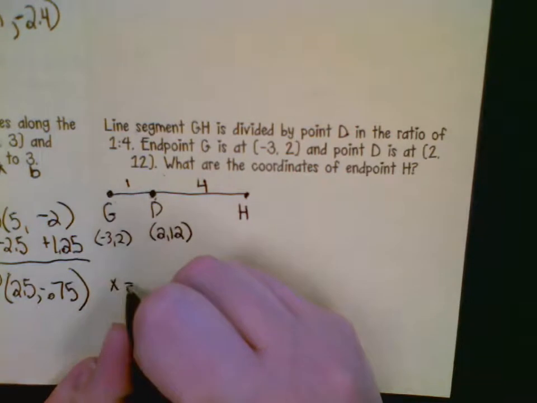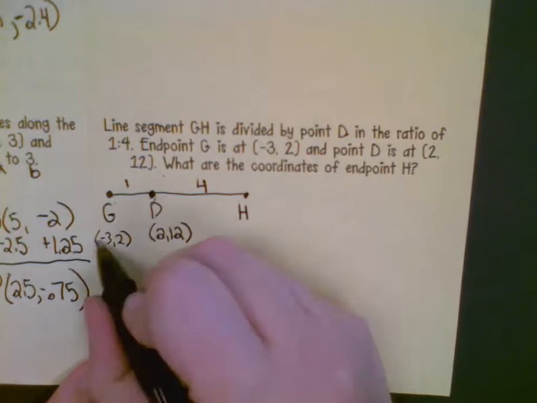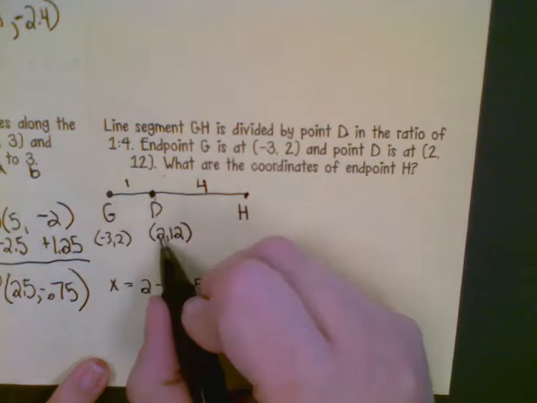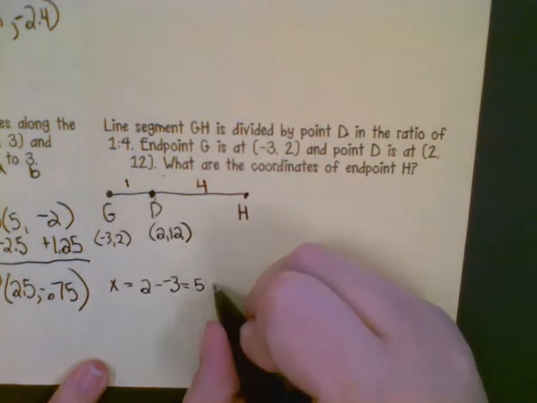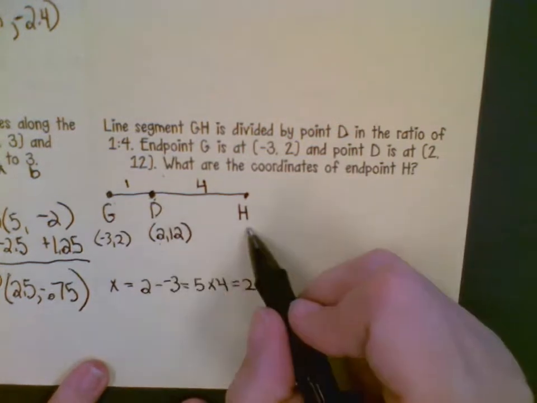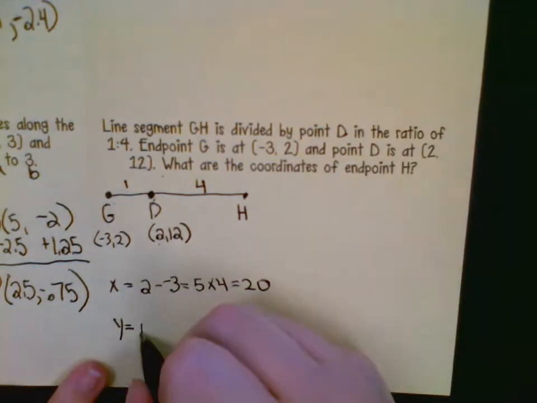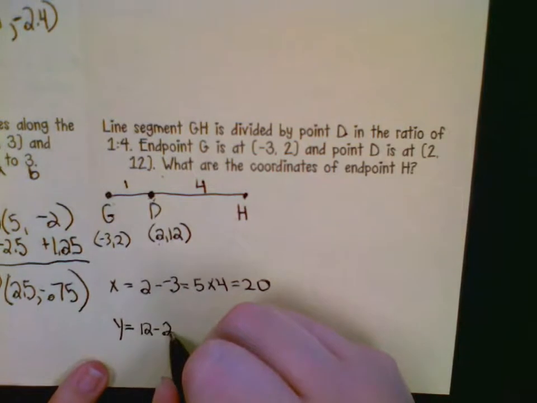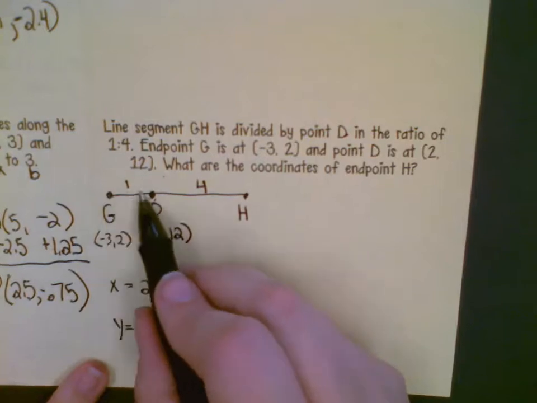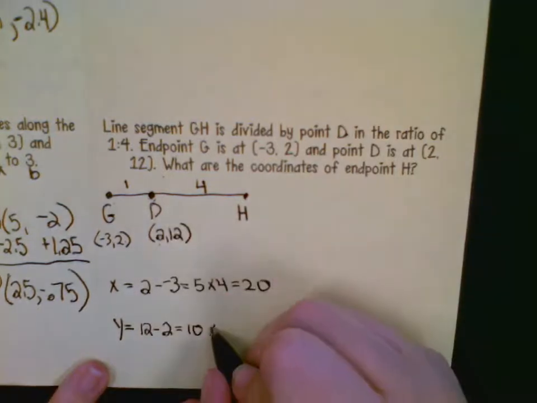So if we find the change between our x's, we get that there's 5 steps between here. So if a distance of 1 is worth 5, what would a distance of 4 be worth? 20. So that means to get to point H, we would have to add 20. So now for our y's, do the same thing. 12 minus 2 is 10. So that means when the distance is 1, we're changing by 10. We're adding 10. So for a distance of 4, we would add 40.